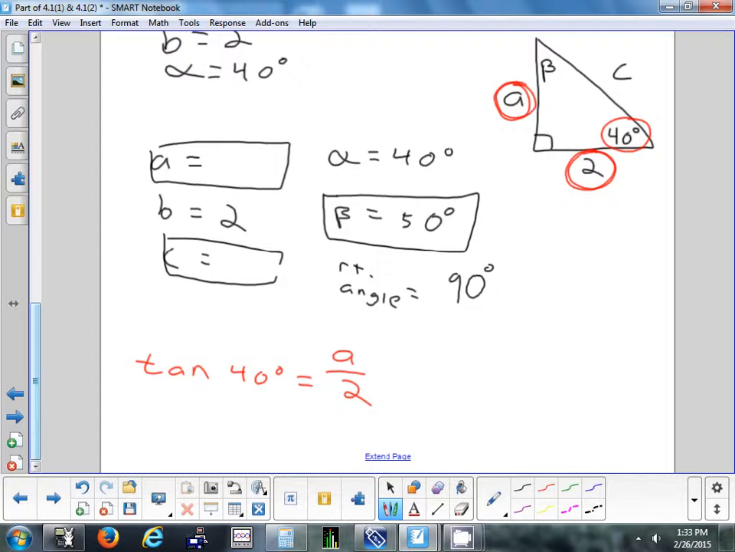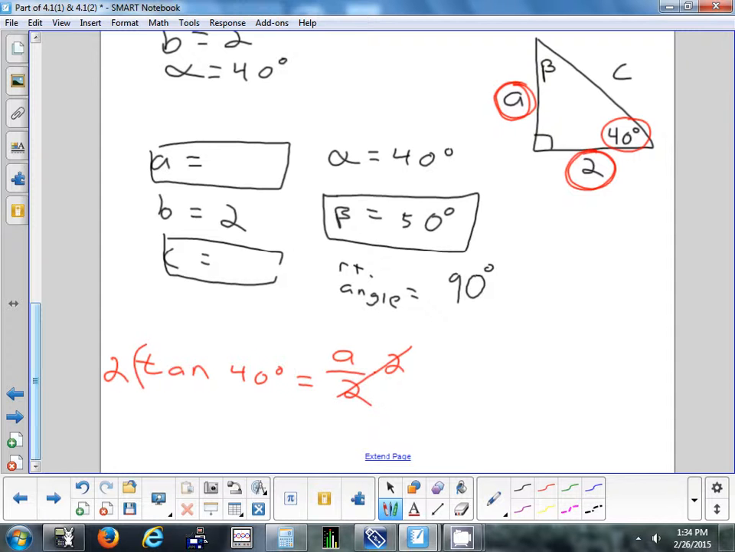A over G. Now the trig part's done. Now it's the algebra part. Get the variable by itself. Okay, how would you get A by itself here? Multiply each side by 2. And no, you cannot just double 40. That doesn't work that way.